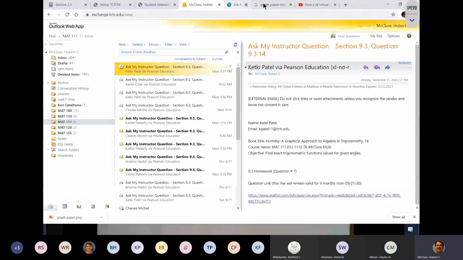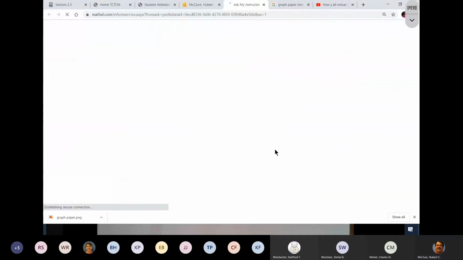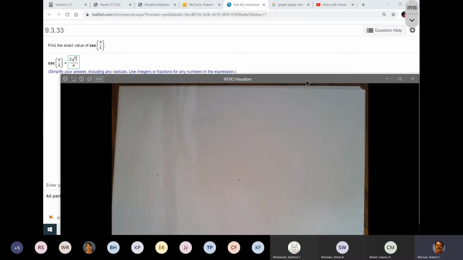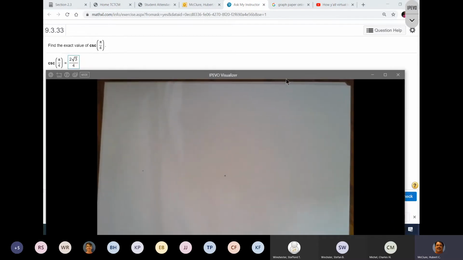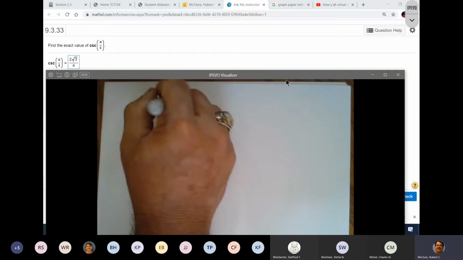And that was 9.314. 9.333/17. Okay, find the exact value of the cosecant of pi over 4. Well, I have no idea what the pi over 4 is. So we're going to find out. Okay, what is pi over 4? Because that's what you got to find out first. So pi over 4, I have no idea.